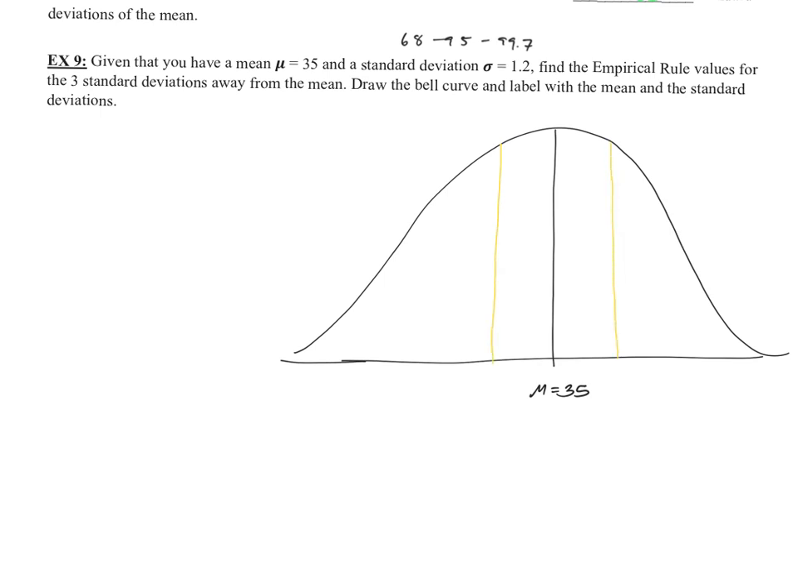So how do we find these? Well, for the 1 standard deviation away, you just take your mean value and you add or subtract your standard deviation. Okay, so mu is 35. I'll add my standard deviation, which is 1.2, and I'll get 36.2. So this value over here, 36.2, is 1 standard deviation away from my mean. Just 1 standard deviation.